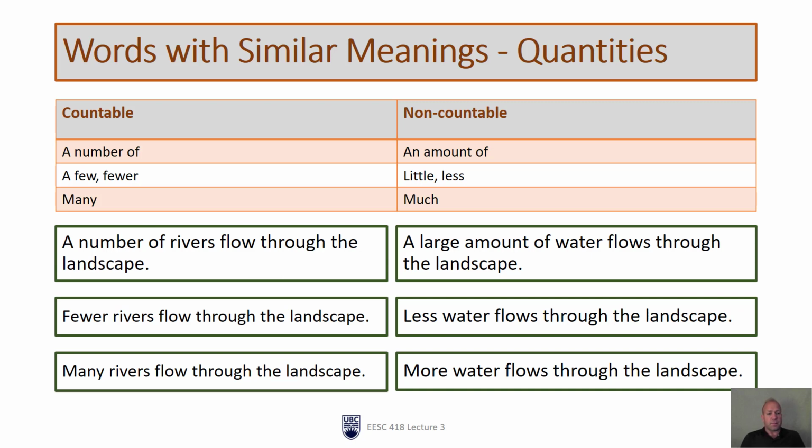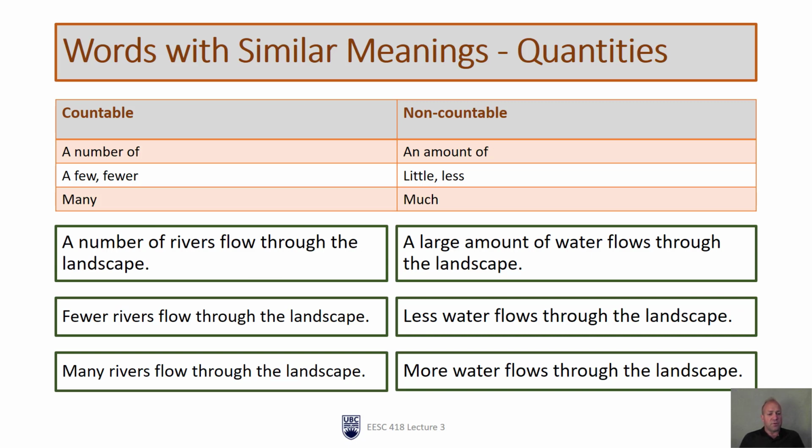If I were to mix these up and say a large amount of rivers flow through the landscape, that might actually sound fine if we say it out loud. You may or may not notice that that's incorrect. If I switch that though and I say a number of water flows through the landscape, you'd probably hear that immediately as being incorrect. So some of these sound incorrect and some don't.